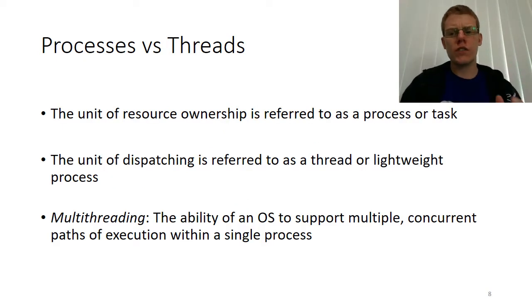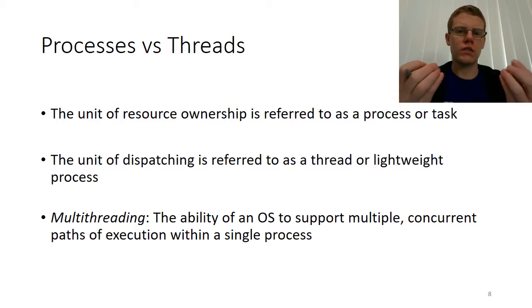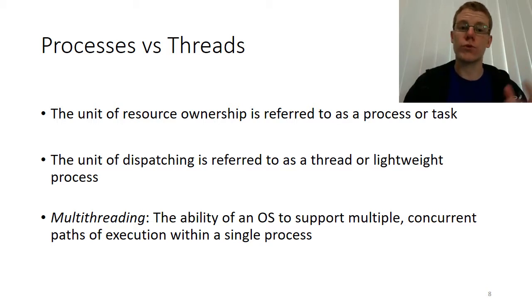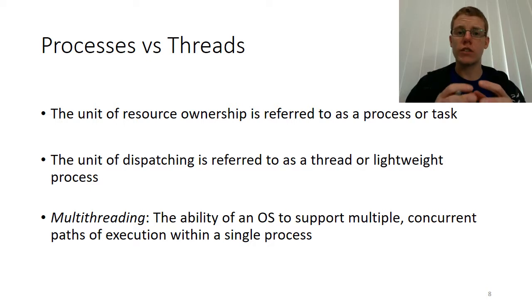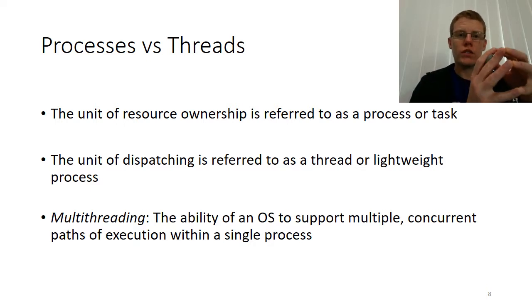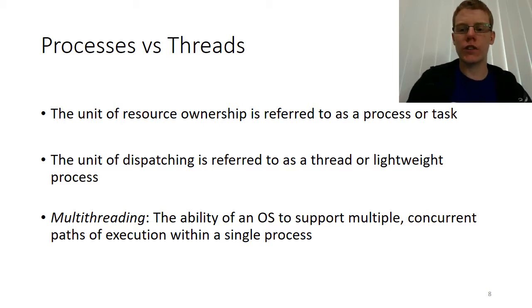So when we think of these two angles from which to look at a process, resource ownership and scheduling and execution, we end up with two terms that we will commonly use throughout this course to refer to each of those situations. So when we talk about the unit of resource information, so what single thing do we have that may or may not have resources allocated to it, we will typically refer to that as a process or task, depending.